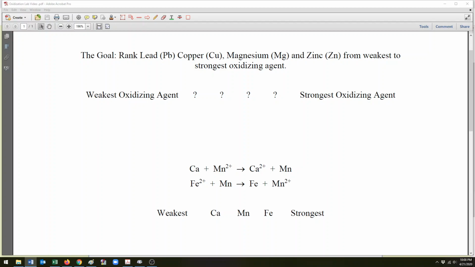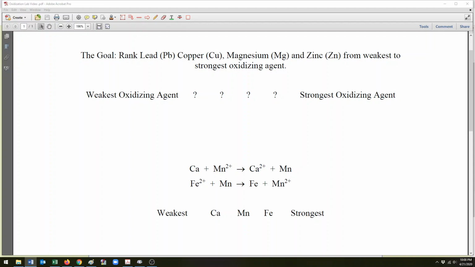So the goal of this lab on ranking oxidizing agents is to rank 4 metals from the strongest to the weakest oxidizing agent. In other words, to rank the metals from best at taking electrons from others to worst at taking electrons. We're going to be ranking the metals copper, zinc, lead, and magnesium.